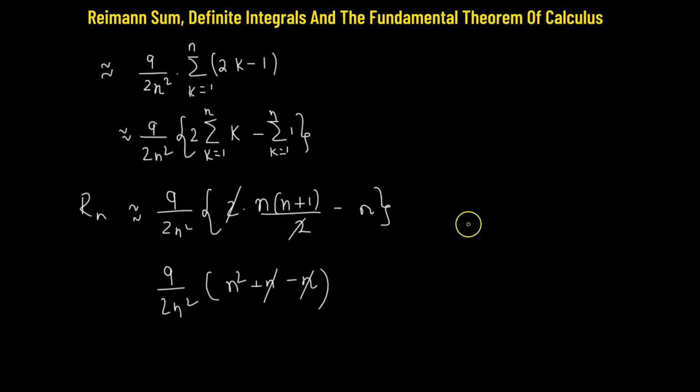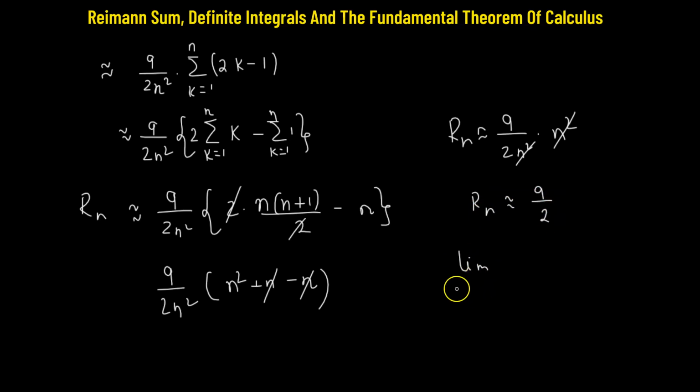So this leaves us with R_n approximately 9 over 2n squared times n squared. So the n squared and n squared also go away. So the Riemann sum is giving us 9 over 2. And if we take the limit as n approaches infinity, an extremely large number of subintervals, then R_n is going to give us the area A, whose value will be 9 over 2 square units.